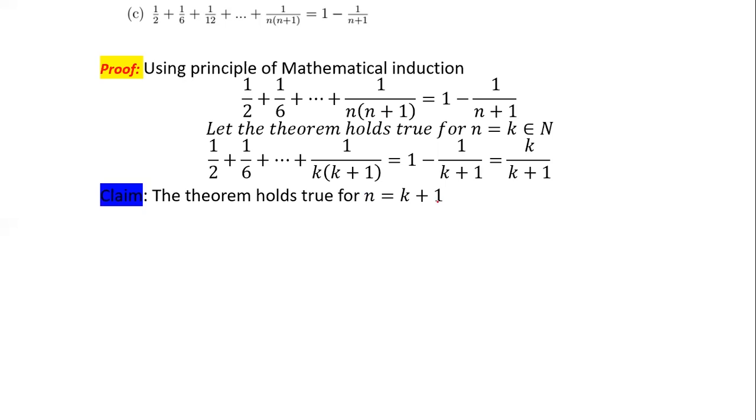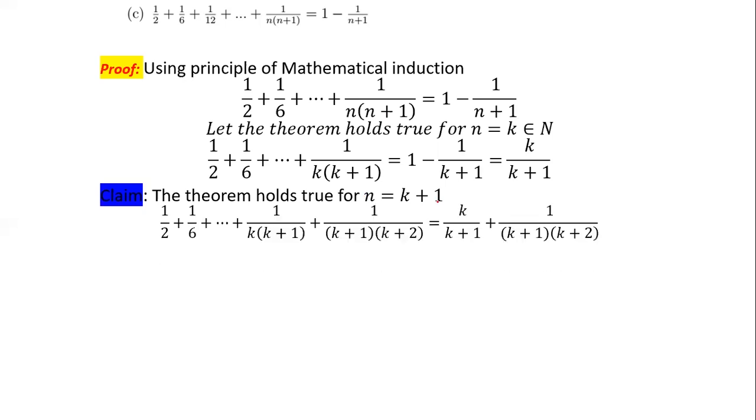So our claim will be checking the truthiness of this theorem for the next natural number, that is k plus 1. When in k plus 1, we can obtain this one. This is obtained from this statement by only adding this term 1 over k plus 1 times k plus 2 to both sides of this equation. Because 1 over n into n plus 1, we are assuming that n is equal to k plus 1, so the last term will be 1 over, if we substitute k plus 1 here, k plus 1 for the next n, that is k plus 1 plus 1, which is k plus 2. The same holds true for the case of this one.